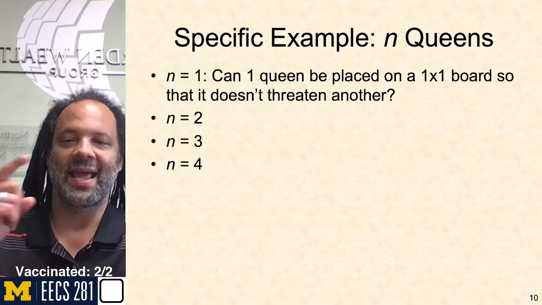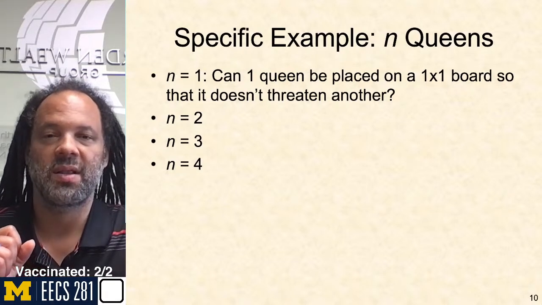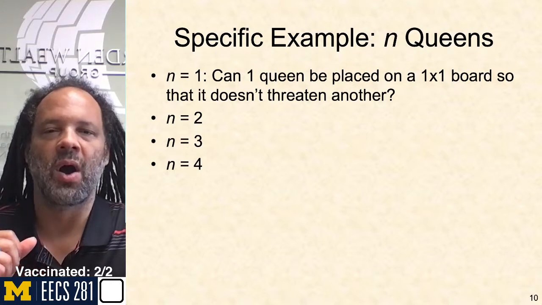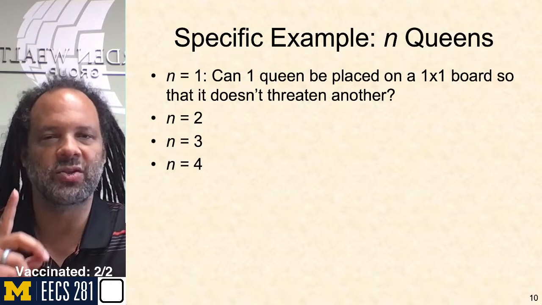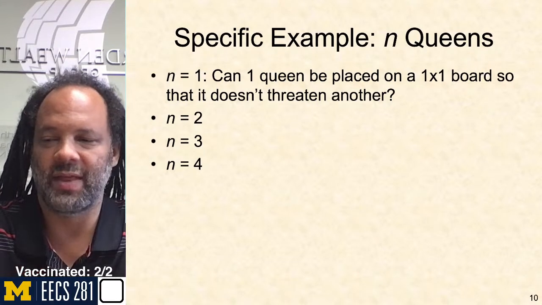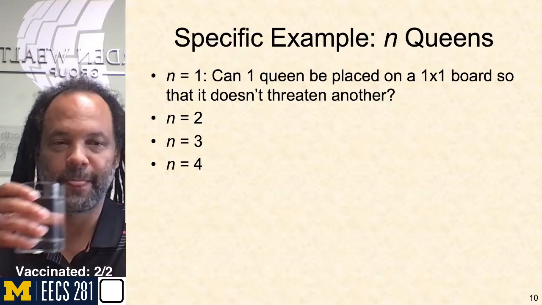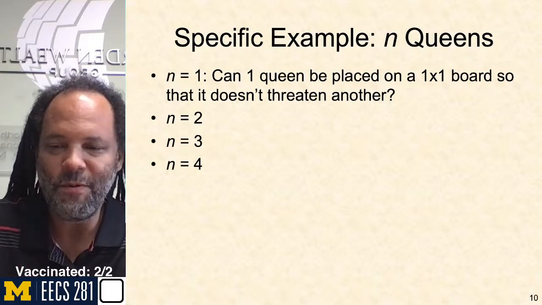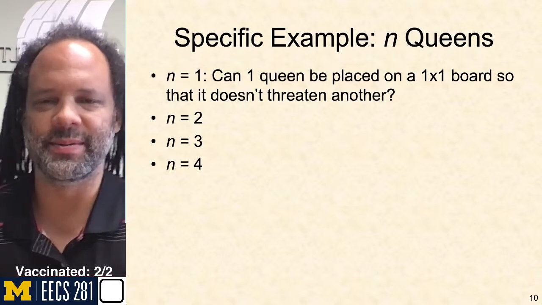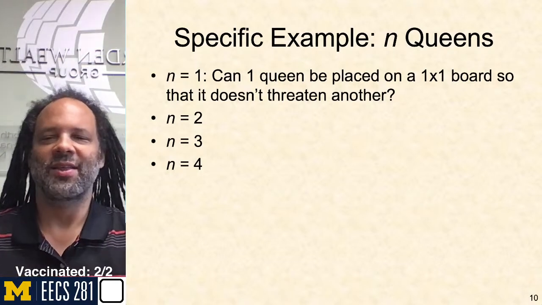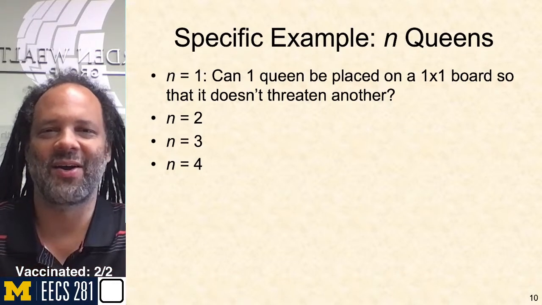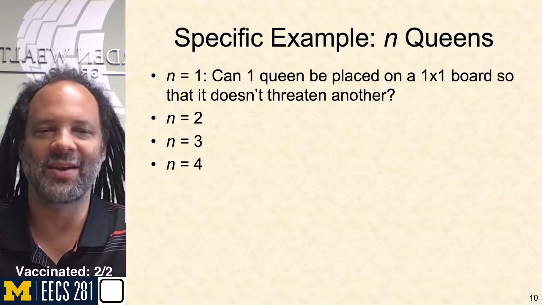However, at n equal 4, now we've got a chance. We can put 4 queens on a board that's 4x4 in such a way that they do not threaten each other. I'll give you about 5 seconds to figure that one out. That's not very fair. But it does give me some water. We're going to show you how to do it. That's the trick. But I thought you intrepid explorers might want to get after trying to figure out how to do a 4x4 n queens.